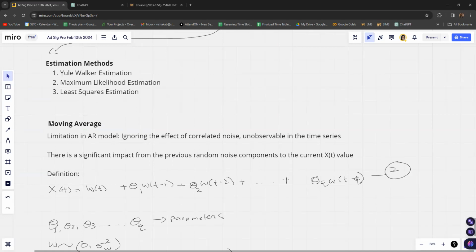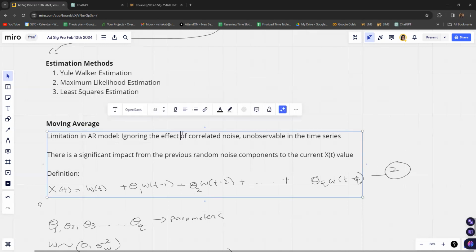So in order to reduce the limitations of the previous model, the AR model, the autoregressive model: in the AR model, we have not taken into consideration the effect of correlated noise or unobservable noise, which is available in the time series. So in order to take into account all the unobservable and correlated noise, we can consider the moving average model, which takes into account all the noise samples which affect the current signal.